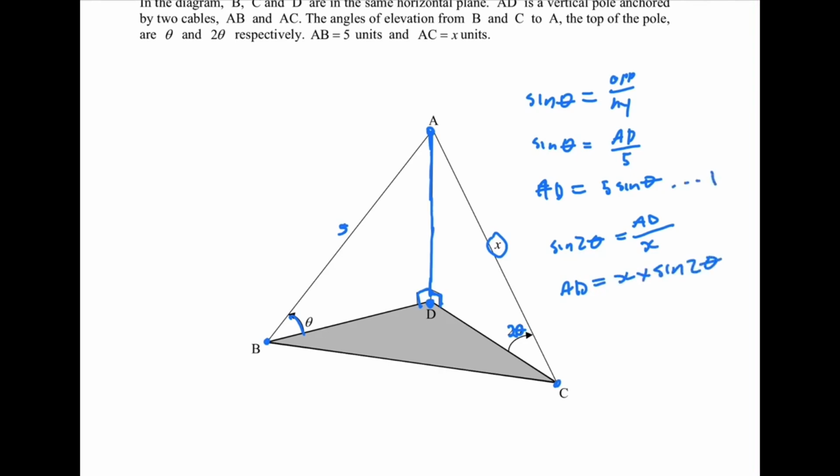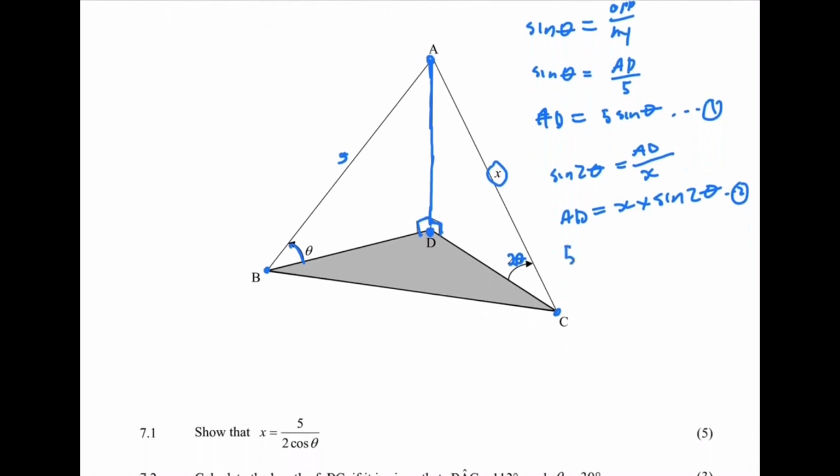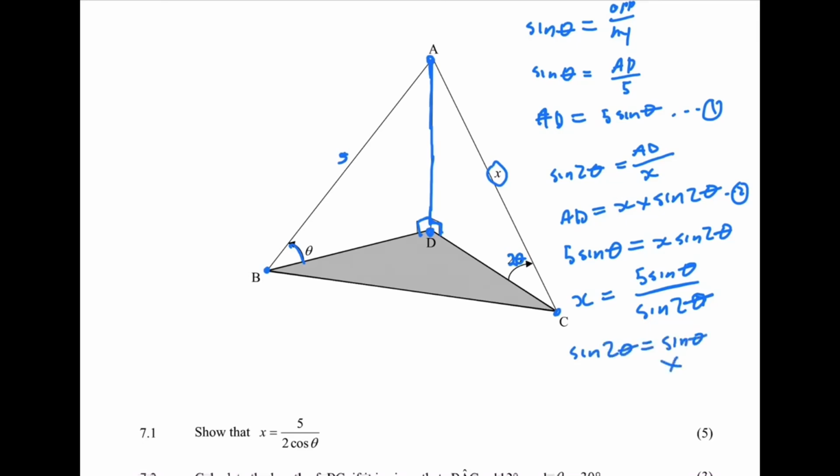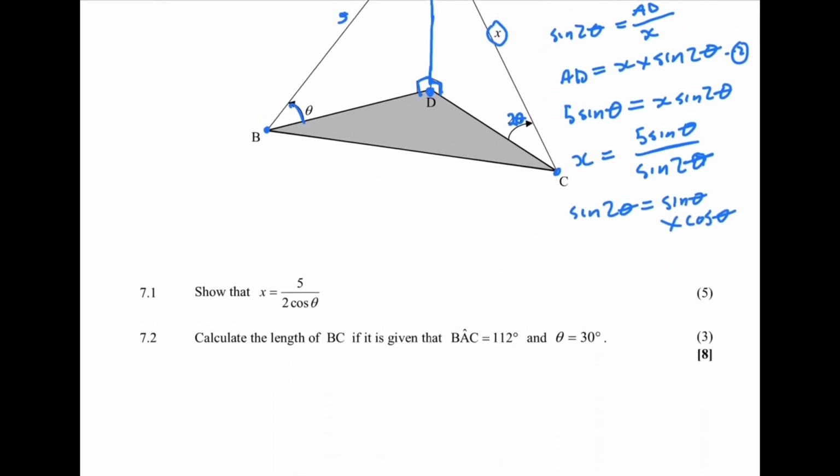So now we have two equations for AD. If we equate these two equations, we're going to be able to find x. So we can say 5 sine of theta is equal to x sine of 2 theta. We divide both sides by sine of 2 theta, and we get x is equal to 5 sine of theta divided by sine 2 theta. This is not exactly what we're looking for, but if we use the trig identity, sine of 2 theta is equal to 2 sine theta multiplied by cos theta, then we can possibly get there.